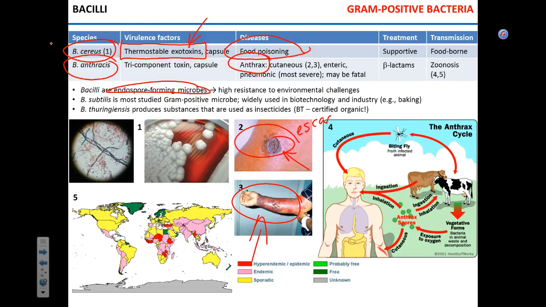Now, cutaneous anthrax is treatable, not self-resolving, but it's not going to kill you overnight, basically. Enteric and pneumonic forms are severe, enteric being the most severe. Sorry, not enteric, pneumonic being the most severe, respiratory anthrax. When you inhale endospores or bacteria, that's really bad.